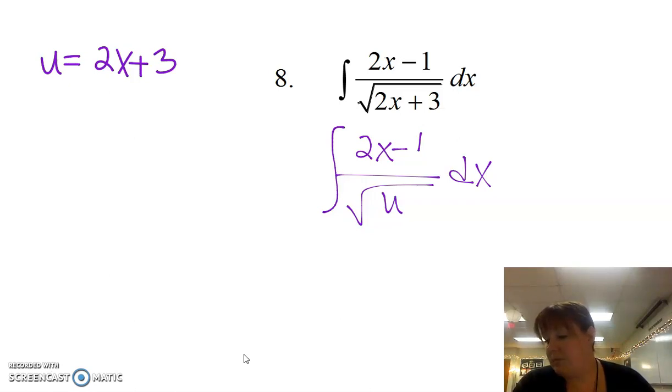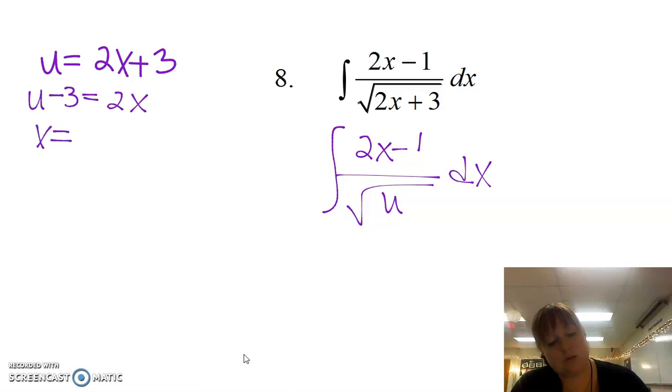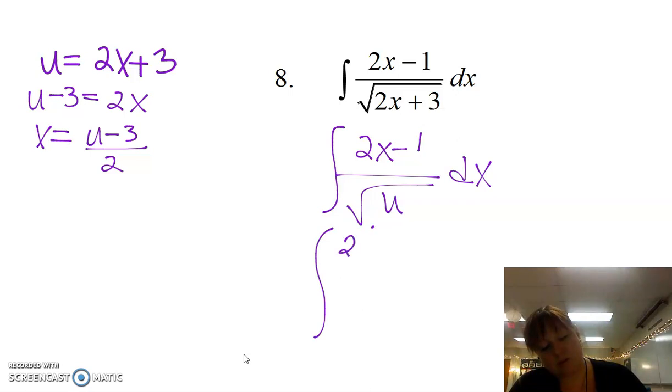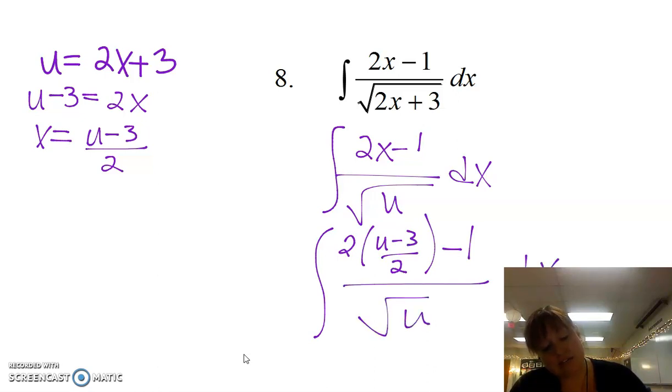So, what does x equal? We subtract 3 from both sides, and we get u minus 3 equals 2x. So x equals u minus 3 over 2. So everywhere that I have an x, I can just sub that in for u minus 3 over 2. So I have 2 times u minus 3 over 2 minus 1 over the square root of u. And I still have dx in there, right?